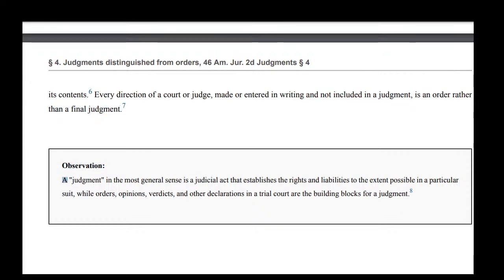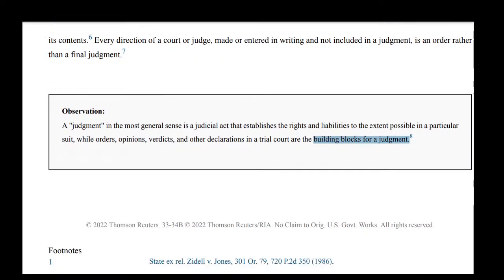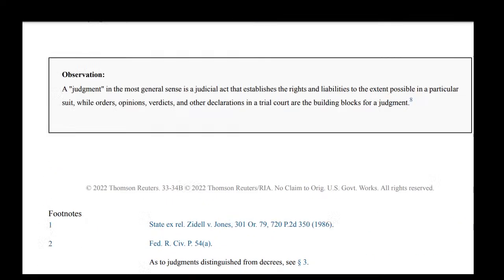Observation. A judgment, in the most general sense, is a judicial act that establishes the rights and liabilities to the extent possible in a particular suit, while orders, opinions, verdicts, and other declarations in a trial court are the building blocks for a judgment. We read this before, and they like to really hammer it in when there are important observations here with American jurisprudence. So it behooves us to really pay attention to these observations. And that was from footnote 8.